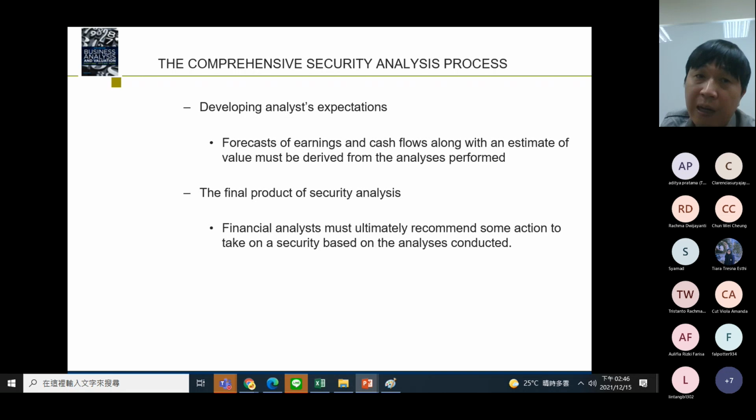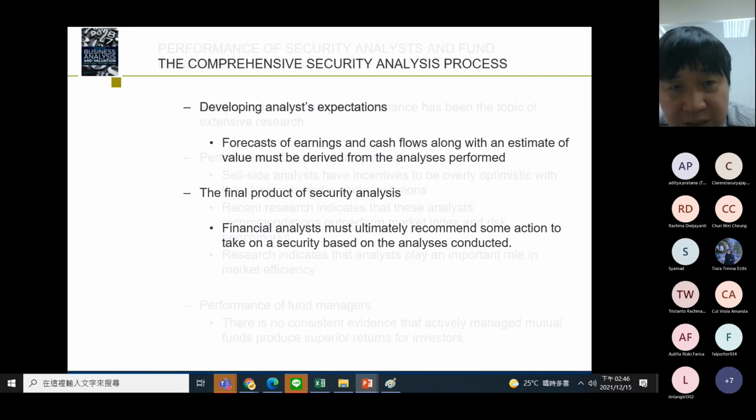The comprehensive security analysis process: developing analyst expectations, forecasts of earnings and cash flows along with an estimate of value must be derived from the analysis performed. The final product of security analysis: the financial analyst must recommend some action to take on a security based on the analysis conducted.